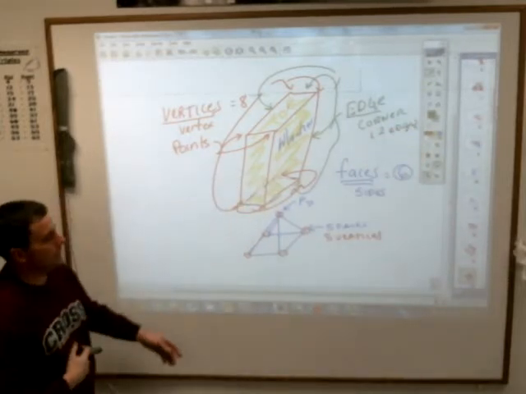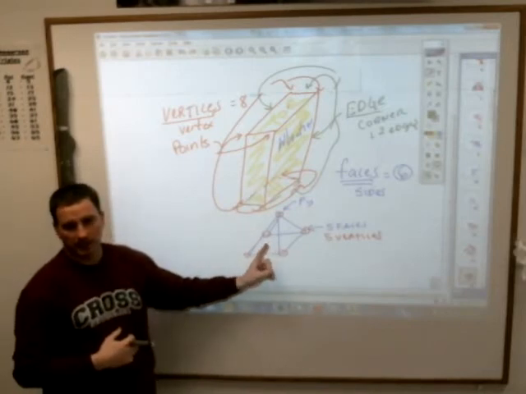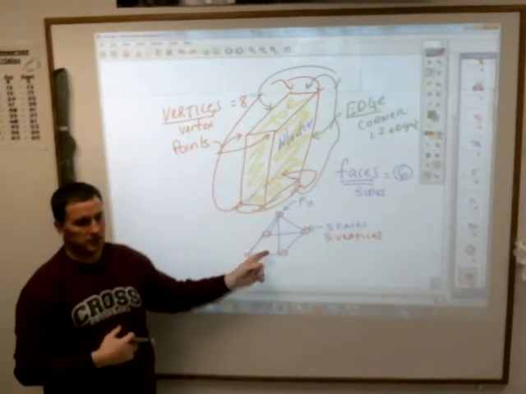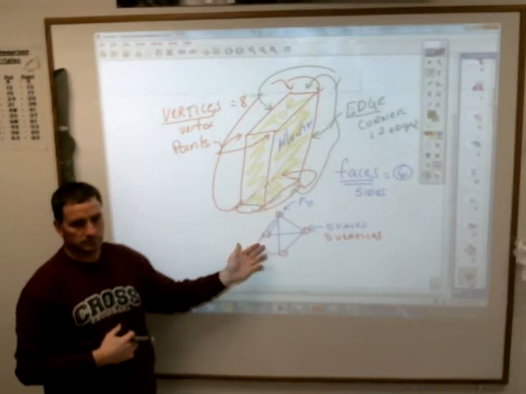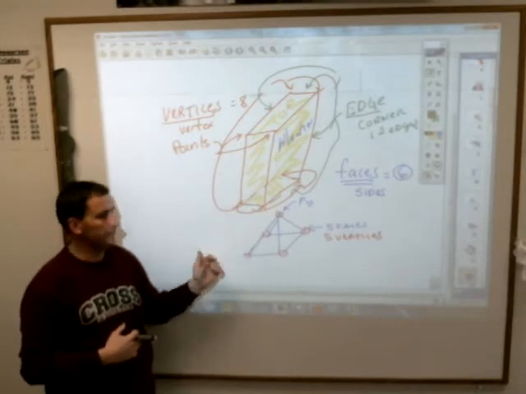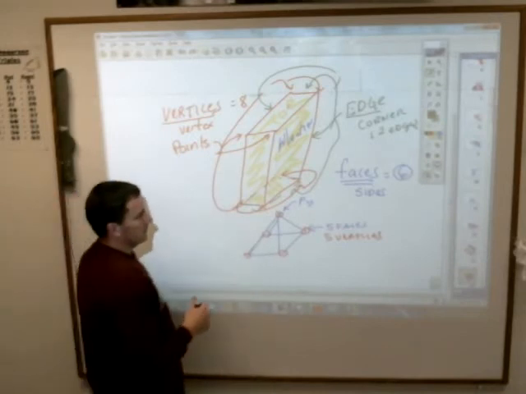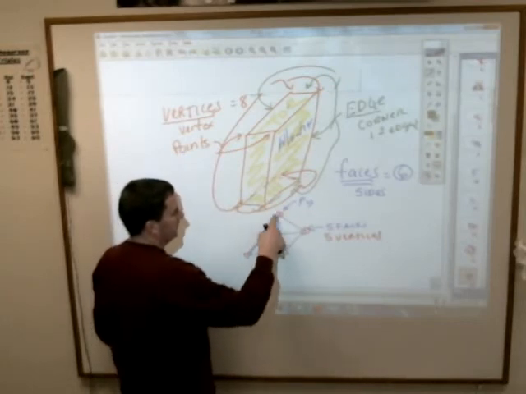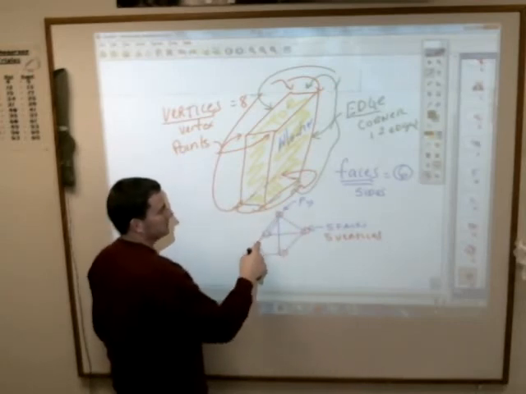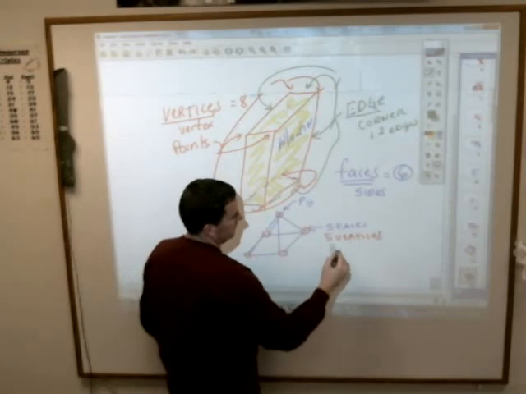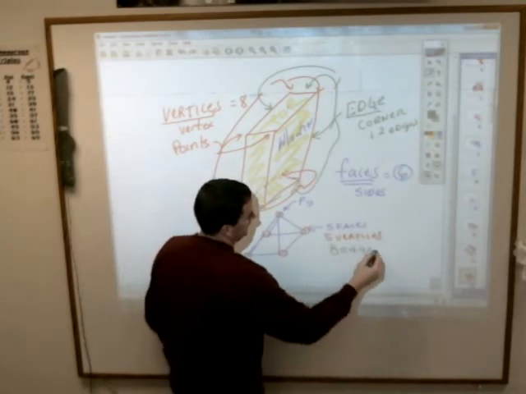How many edges does the pyramid have? How many edges? Evan? Let's see, 1, 2, 3, 4, 5, 6, 7, 8. It would be 8 edges.